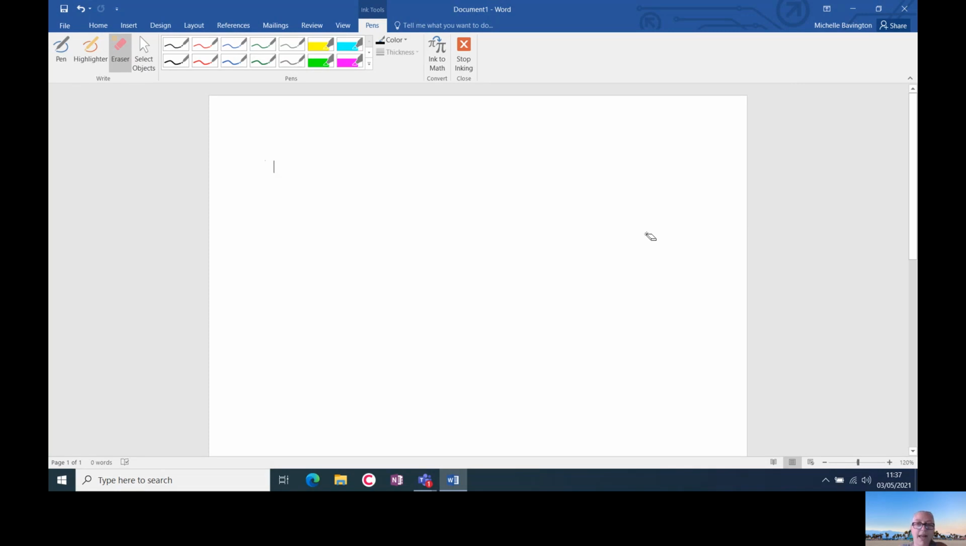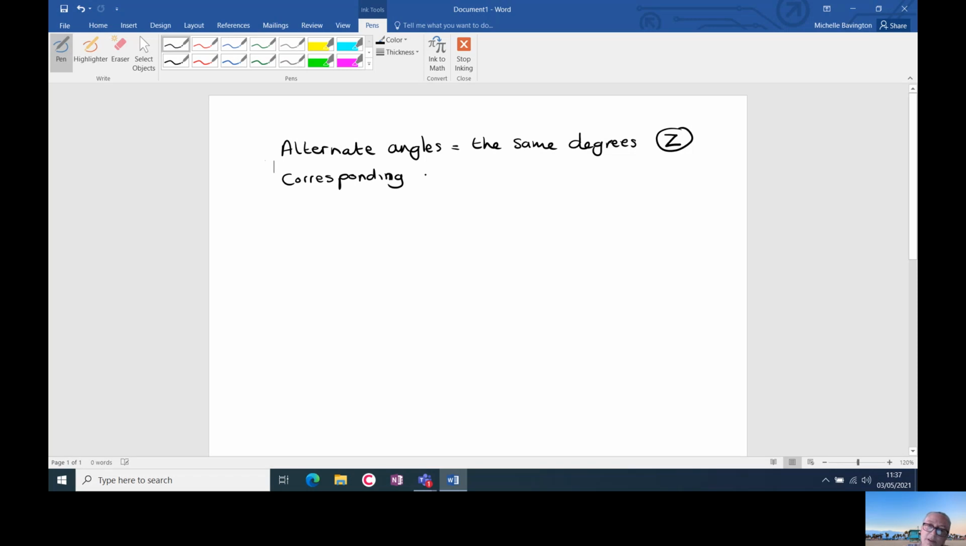Let's start off with calling them their names. Alternate angles equal the same degrees, and we use the Z to help us out with that one. Corresponding angles equal the same degrees, and we use an F to help us find that.